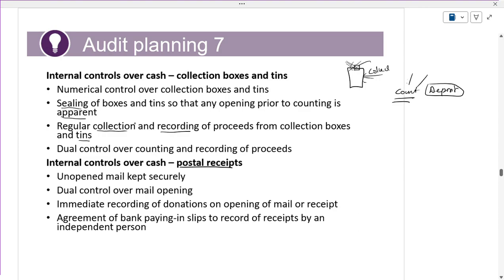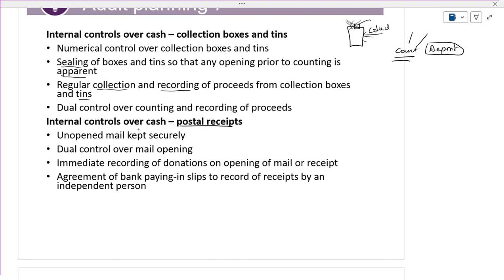You will see people who will transfer from other places, post to other places. Unopened mail should be kept securely. If it is not opened, you keep it in a very secured place. You should have double control, dual control. Two people should be involved whenever there is physical cash, counting, verification, anything.